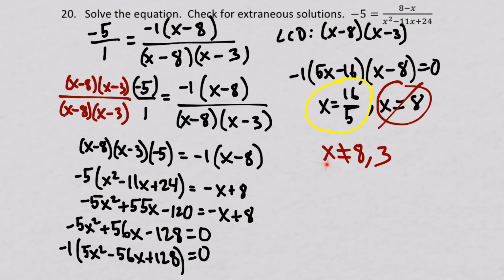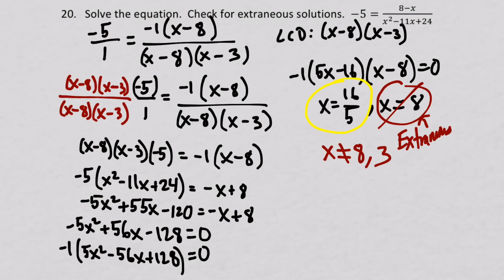But 8 is an excluded value from before, right? Because my denominator is x minus 8, x minus 3. So 8 is excluded, 3 is excluded. Therefore, this cannot be a solution. So the only solution is x equals 16 over 5. X equals 8 is what we called an extraneous solution, right? That's an extraneous.